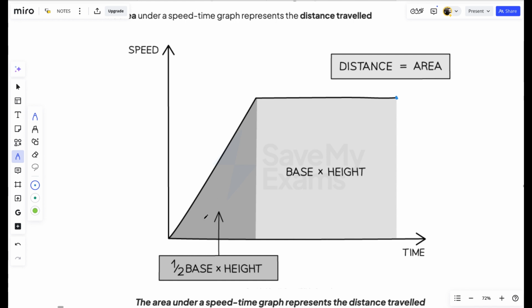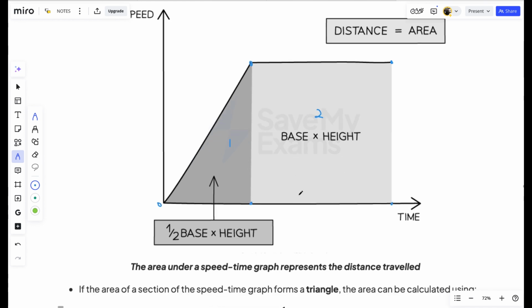In this graph, if you start from this point 0 to this place, you have a trapezium. So you can break it into two, a triangle and a rectangle. You find the area of the triangle, which is half base times height. For the rectangle, you multiply the base, the difference in the values from this point to this point, by the height. So height times base gives the area of this one. You add the two areas together and you get the total distance traveled.